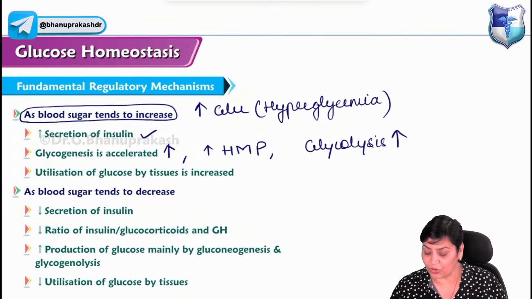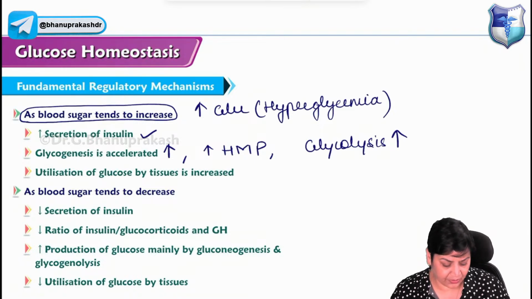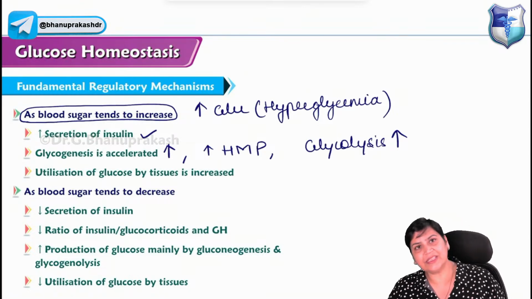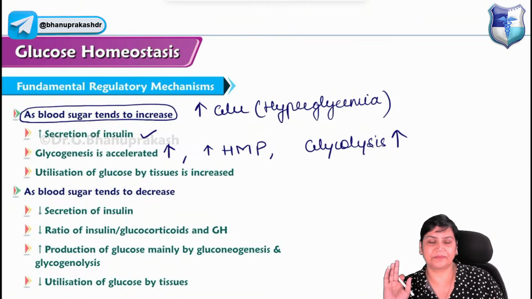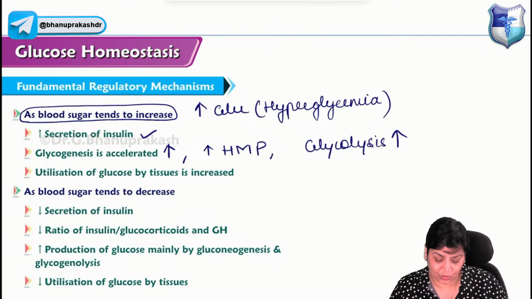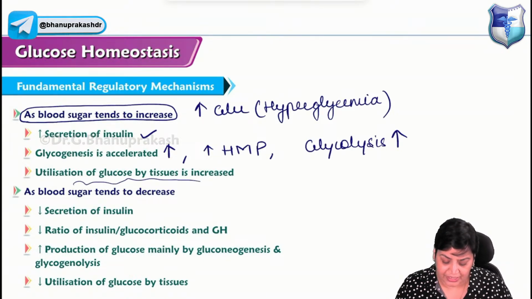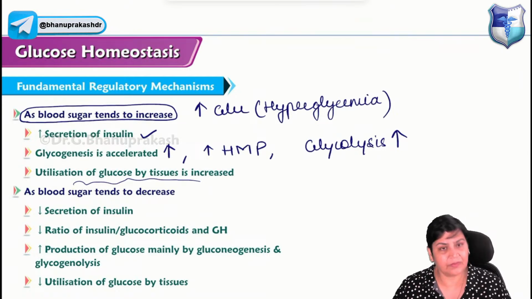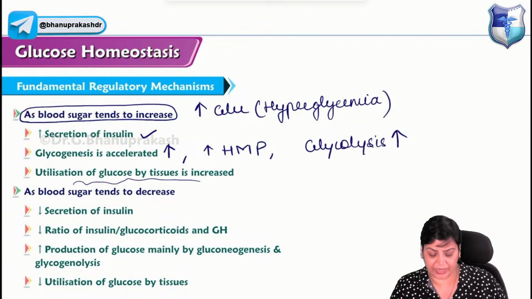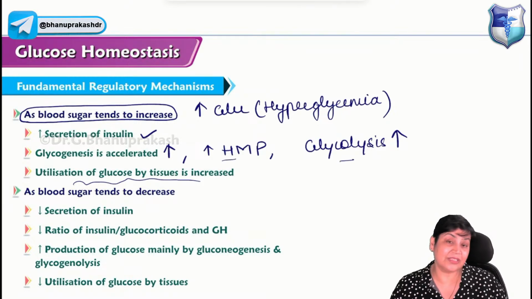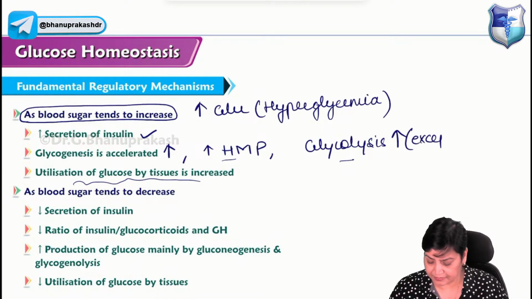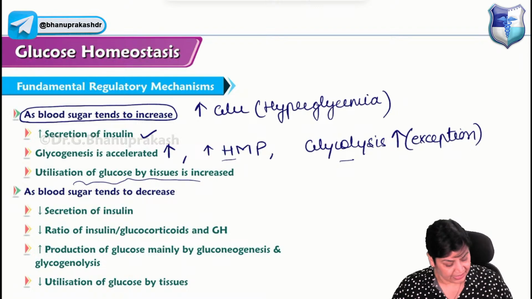Now can anybody tell me why glycolysis will be accelerated? Anyone? See, glycolysis will be accelerated only because of one simple reason, that it is utilizing glucose. That's it. And what is the outcome of that? Utilization of glucose by tissues is increased. So as blood sugar tends to increase, hyperglycemia is there, excess glycogen will be synthesized, the HMP shunt will increase, and glycolysis will also increase. It is an exception basically. Is it clear?